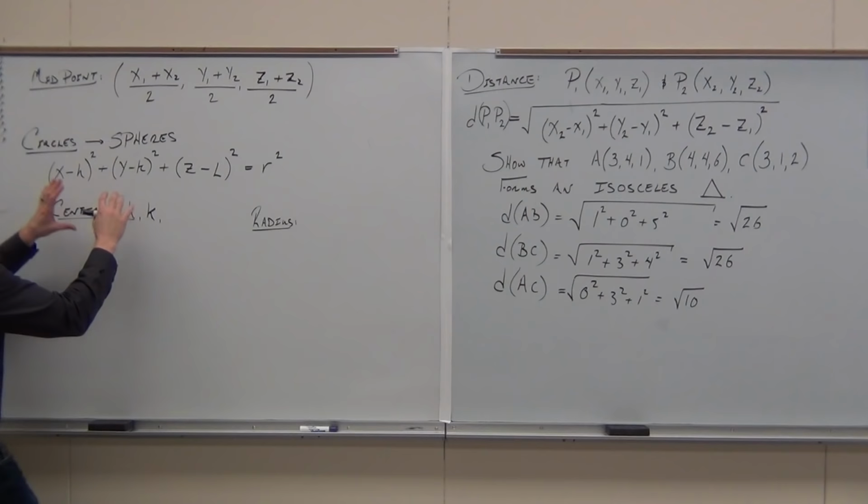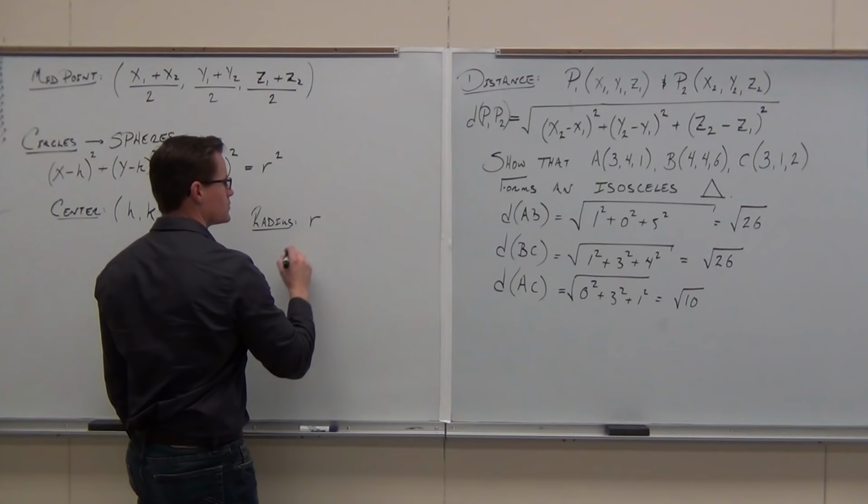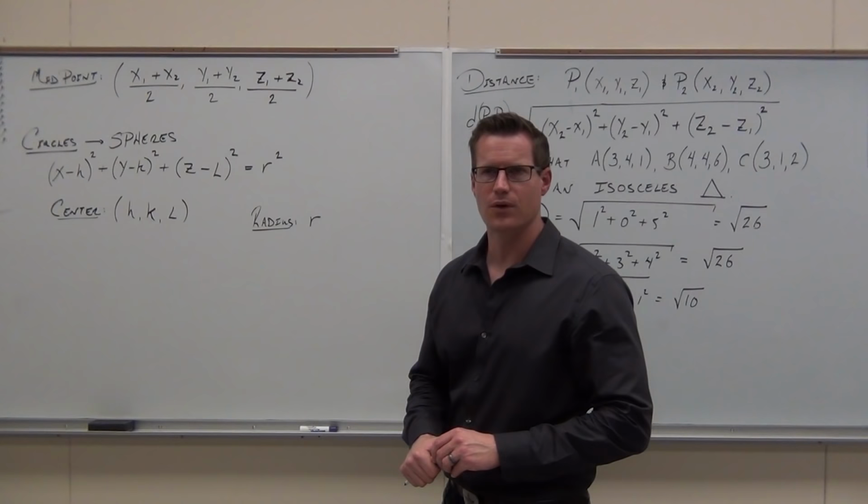So our center for a sphere is very much like the center of a circle. We have h, we have k, and we're going to have l. The radius actually still works also. The radius is just r, which is nice. I want a quick head nod if you're okay with this so far. Are you sure? You want to try an example here real fast?